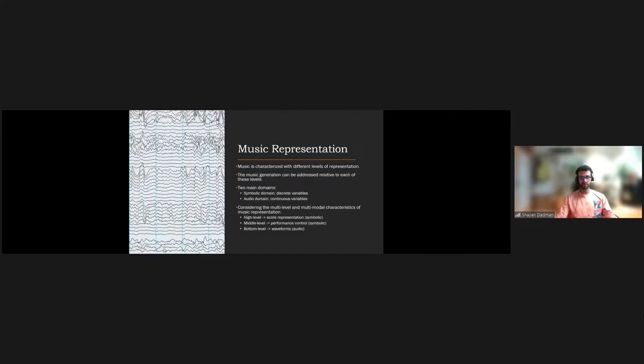The music representation is characterized by different levels of representation. The music generation can be addressed relative to each of these levels. Two main domains are the symbolic domain, which includes discrete variables, and the audio domain, which includes continuous variables. Considering the multi-level and multi-modal characteristic of music representation, we can divide the music into a high level, which is score representation, which is symbolic, a middle level or performance control, which is symbolic again, and a bottom level, which is waveforms or audio.